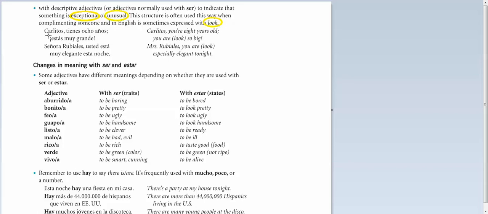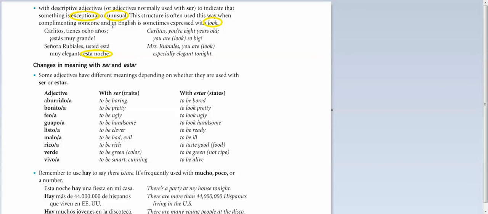Okay, so for example here, Carlitos, tienes 8 años, estás muy grande. You look or you are so big. It doesn't mean that Carlitos, if he's 8, is really big, but we're saying, wow, look how big you've gotten. Señora Rubiales, usted está muy elegante esta noche. So we've got esta noche. We're not trying to say that she's always elegant. It's not a description to describe her in general. We're saying tonight she looks elegant.